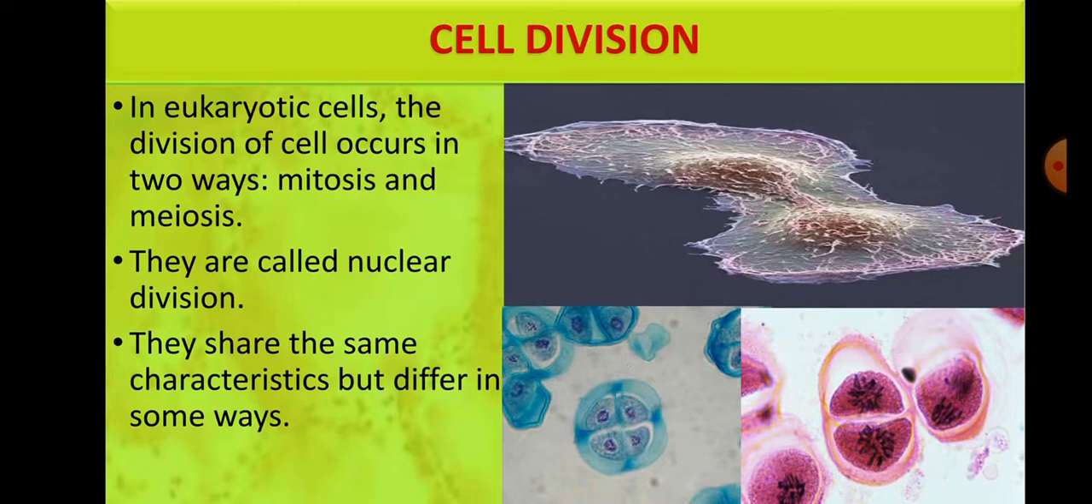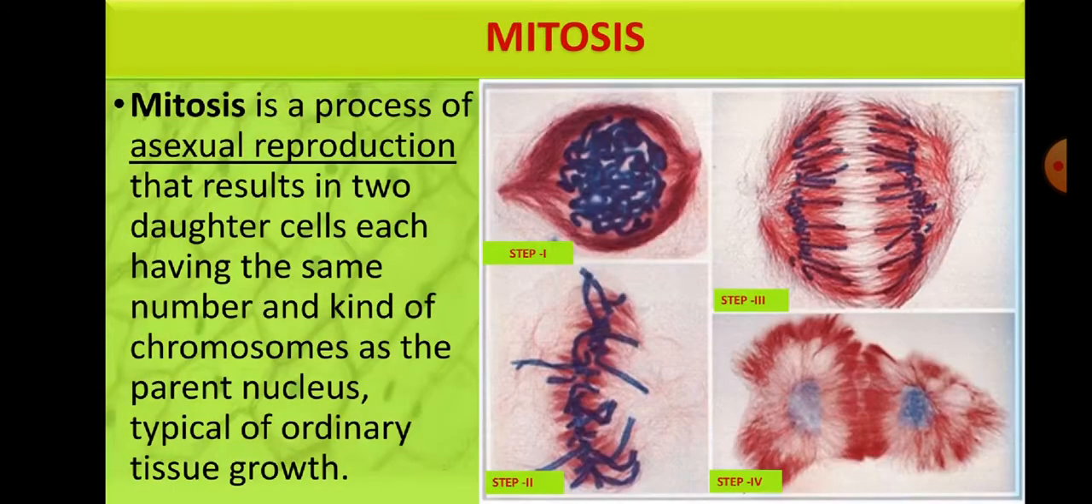These are generally seen as nuclear divisions, as you can see in the picture. Both mitosis and meiosis share some same characteristics, but they differ in some ways. Let's find out how. Moving to mitosis. As you can see in the picture, it looks very beautiful, but if you focus on the detail, you can see what is exactly happening. But let's get to know mitosis first.